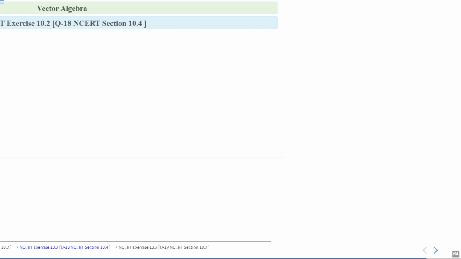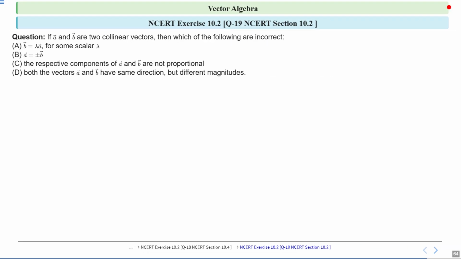Right. Okay, let's see NCERT exercise 10.2, question number 19, which says if A vector and B vector are two collinear vectors, then which of the following are incorrect? Option A, B vector is equal to lambda A vector for some scalar lambda. Option B, A vector is equal to plus minus B vector. Option C, the respective components of A vector and B vector are not proportional. Option D, both the vectors A vector and B vector have same direction but different magnitudes.